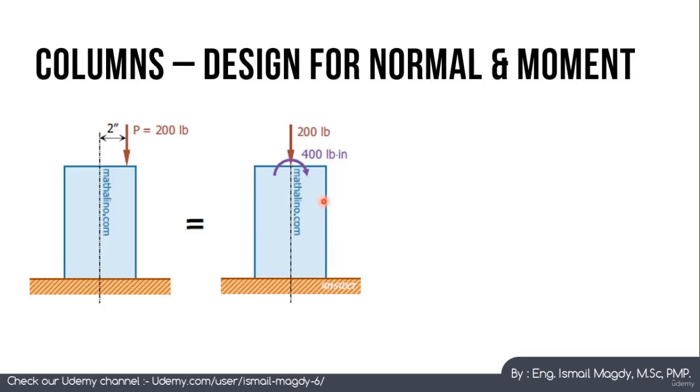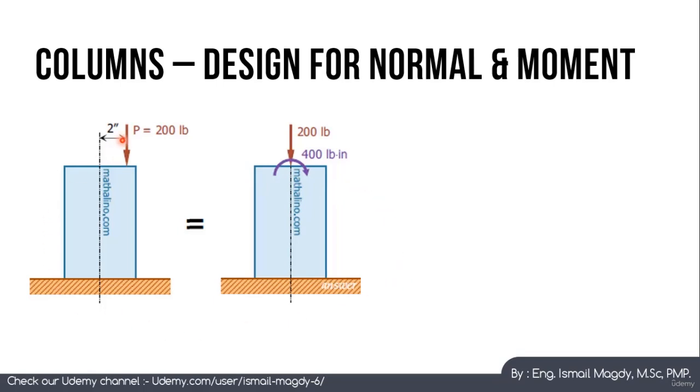This doesn't happen only in case of eccentricity, but it could also happen due to lateral loads like earthquakes or winds. They are also going to create a moment on our column. In general, most of our columns are under the effect of moment, not only normal forces.